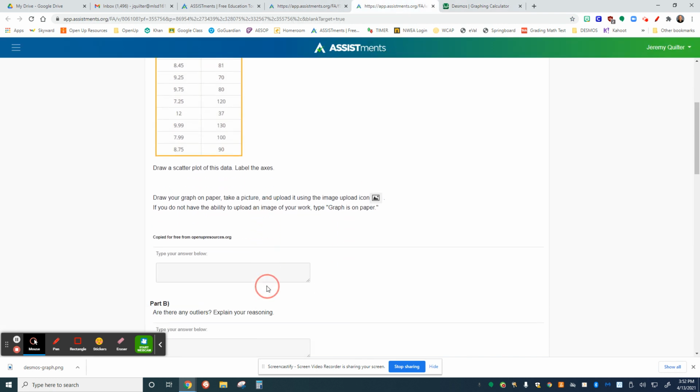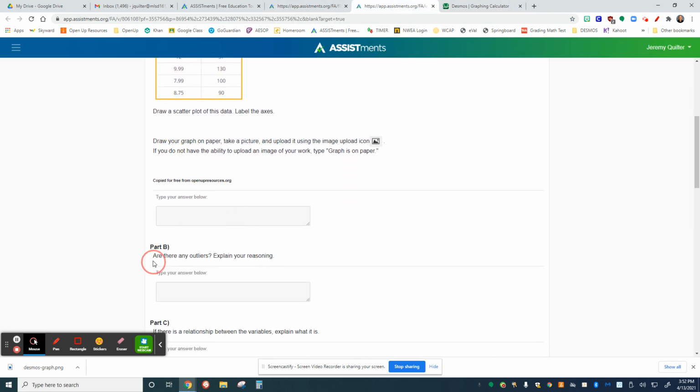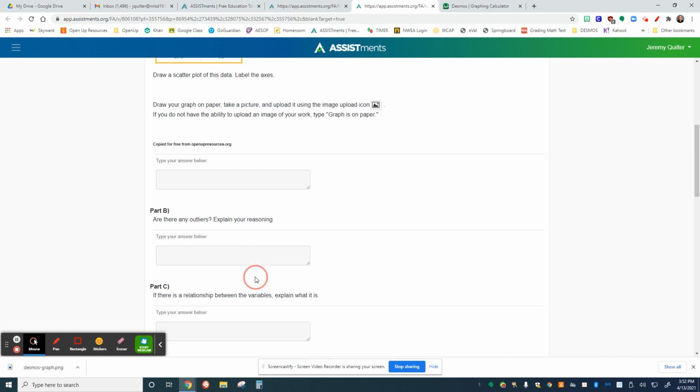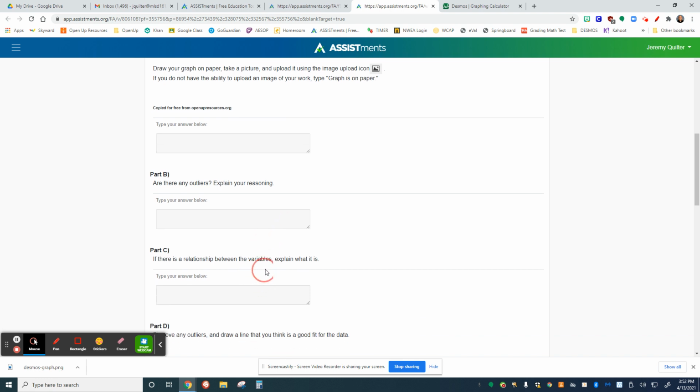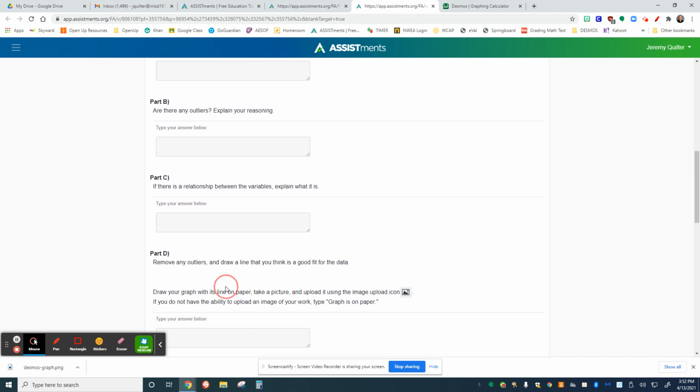All right. The next part of your question, it says, are there any outliers? Explain your reasoning. Well, look for outliers and talk about that reasoning. What makes an outlier? How do you know it's an outlier? That kind of stuff. And then it says, is there a relationship between the variables? Explain what it is. And then finally, remove any outliers and draw a line that you think is a good line of fit.